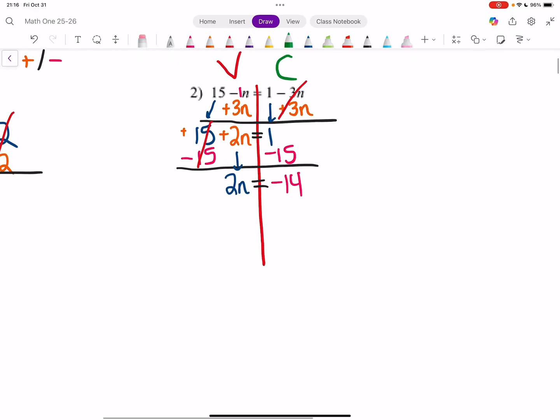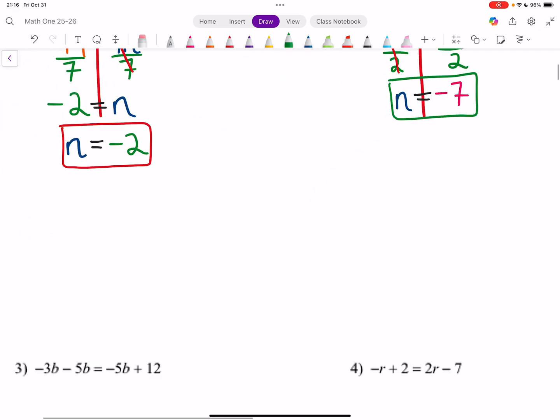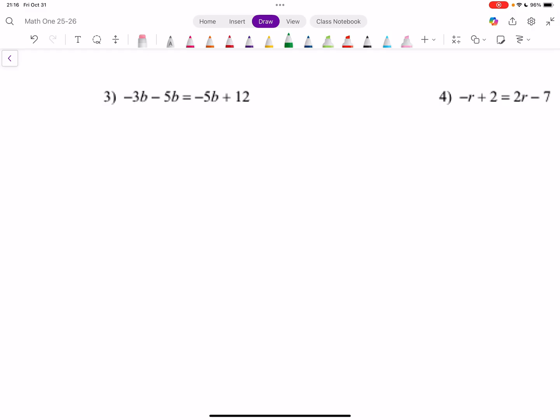My last step here is to undo that invisible multiplication by dividing. Once again, whatever I write on one side, I must write on the other. When I do 2 divided by 2, I have a single n. And on the right-hand side, negative 14 divided by 2 is negative 7. n is equal to negative 7. Let's take a look at example 3.